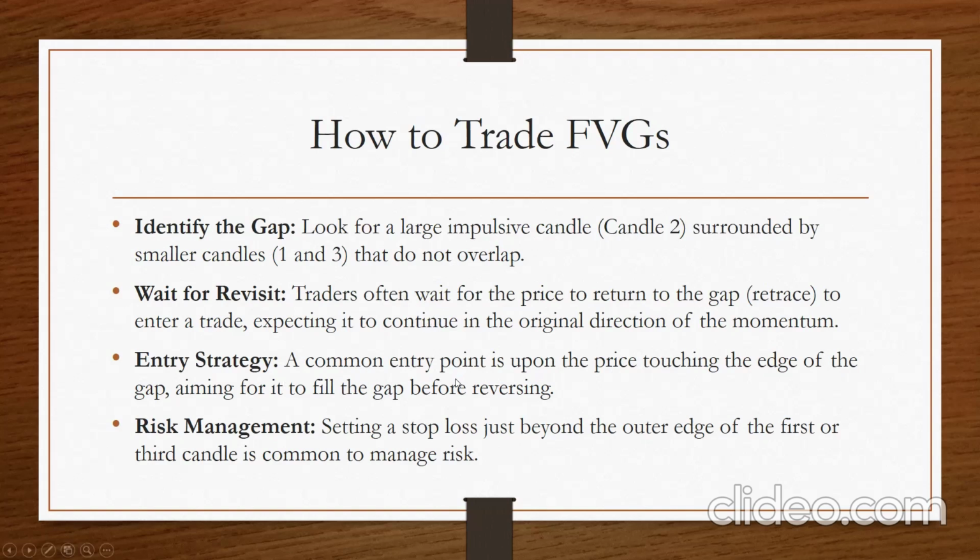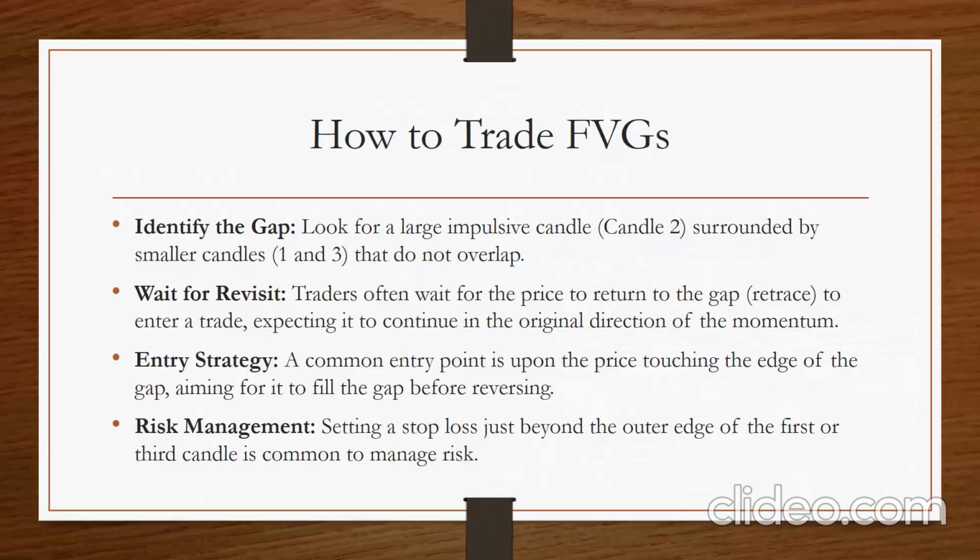Then you take your trade from there. Entry strategy. A common entry point is upon the price touching the edge of the gap, aiming for it to fill the gap before reversing. Okay. Yeah, so that is just it. And risk management, always set a stop loss just beyond the outer edge of the first or the third candle. Okay, so it depends whether it's an uptrend or a downtrend. I'll show you all of this. Okay, so at least now you have a fair idea about order blocks and things like that. Yeah, this, I mean, this one was theory.